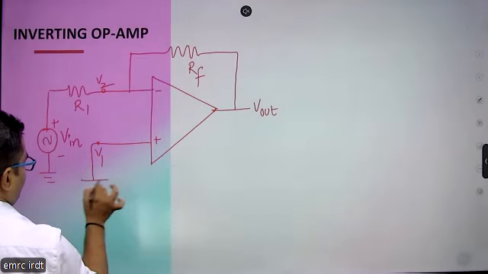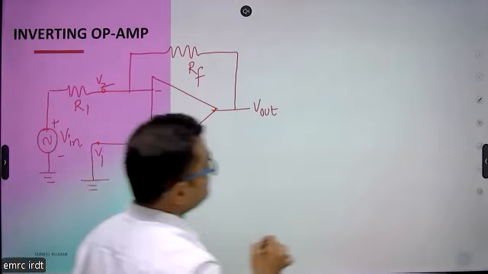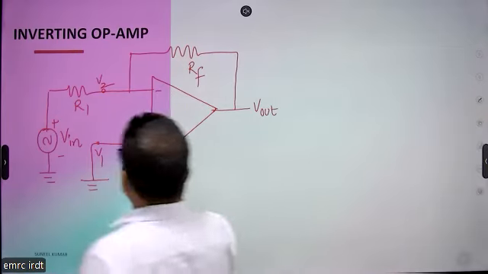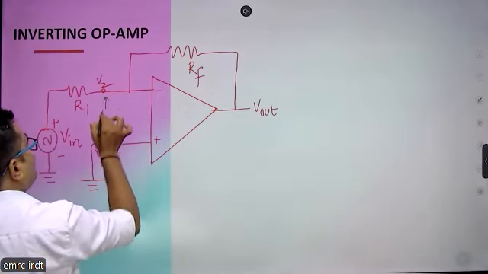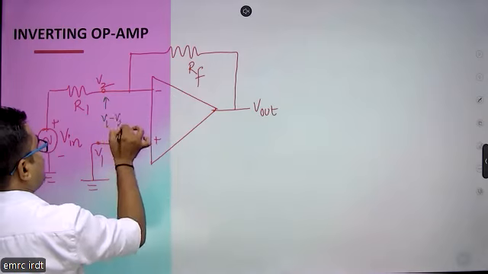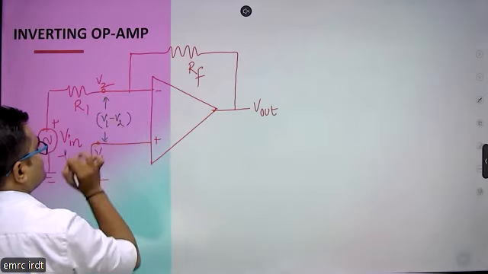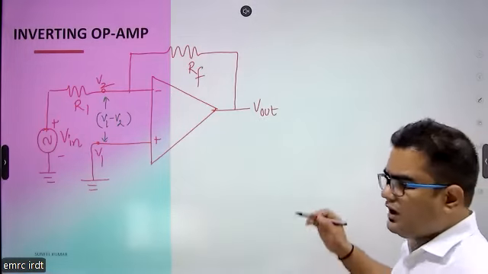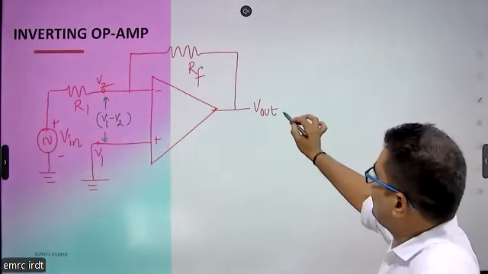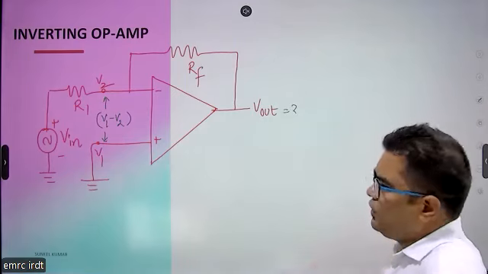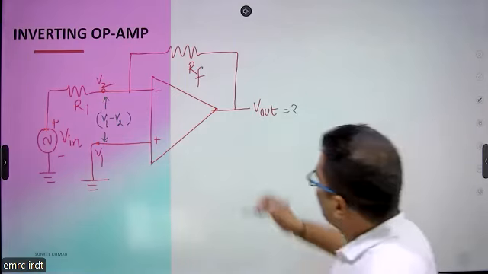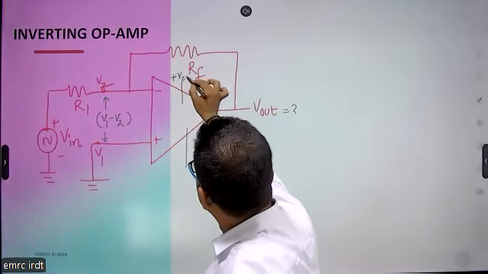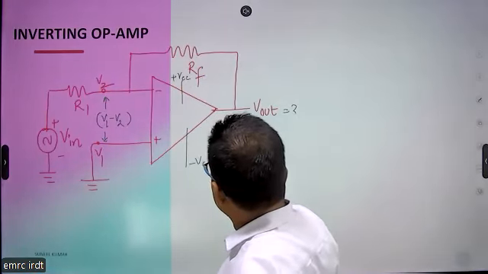The non-inverting terminal is directly grounded, and the voltage between these two terminals is V1 minus V2. So this is the inverting amplifier circuit, and now we are going to analyze it. We want to find the output voltage of this circuit. Here we also have two DC supplies, plus VCC and minus VCC.